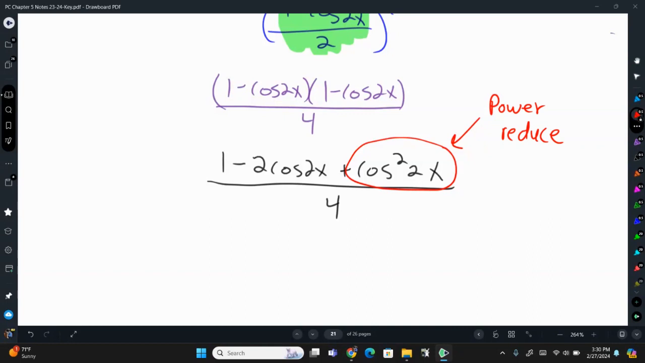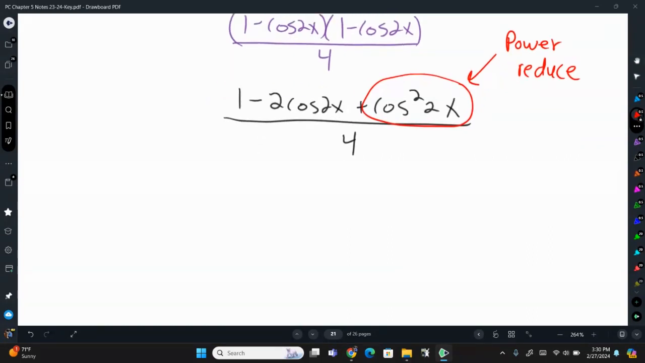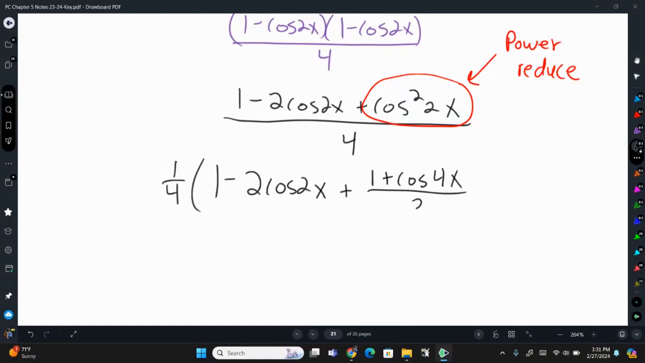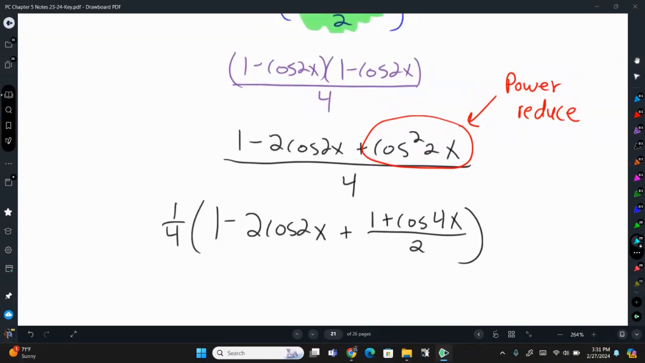So we're going to power reduce that while also factoring out a 1/4. So 1/4, 1 minus 2 cosine 2x plus 1 plus cosine of 4x over 2. Because remember, the power reducing formula takes our angle and multiplies it by 2. Our angle is now 2x, so 2x times 2 is 4x.